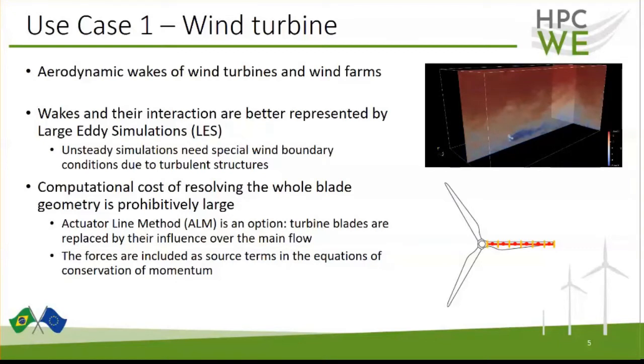But the computational cost of resolving the whole blade geometry is prohibitively large using LES, as the colleagues have already mentioned. That's why we use a different approach. We use the actuator line method, where the turbine blades are replaced by their influence on the main flow. Then the forces of some segments of the wind turbine blades, the blade elements, are included as source terms in the equation of the conservation of momentum. I will introduce a bit more about it in a minute.